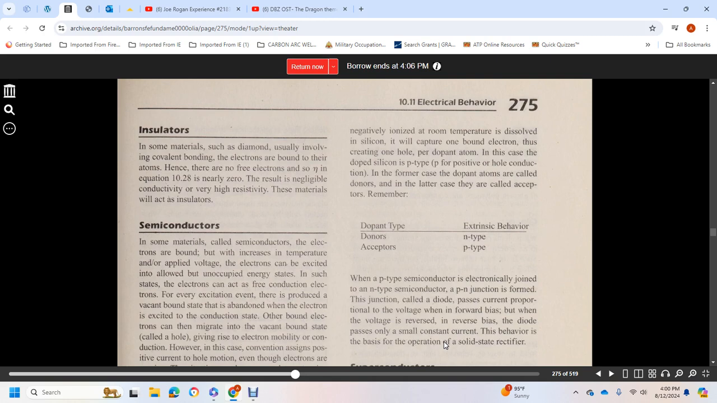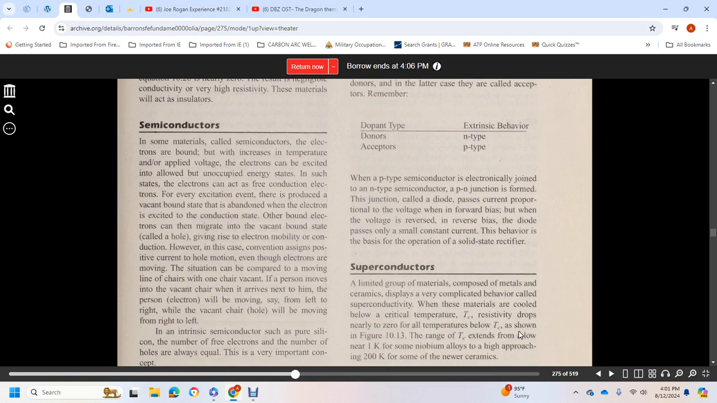When a P-type semiconductor is electronically joined with an N-type semiconductor, a P-N junction is formed. The junction is called a diode. It passes current proportional to the voltage under forward bias, but when the voltage is reversed, under reverse bias, the diode passes only a small constant current. This behavior is the basis of the operation of the solid-state rectifier.